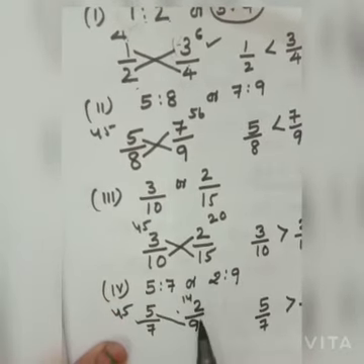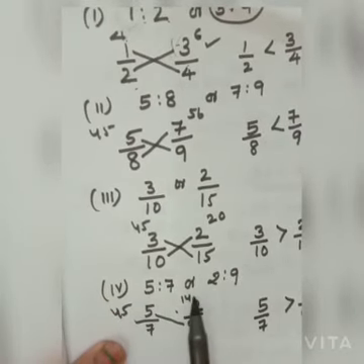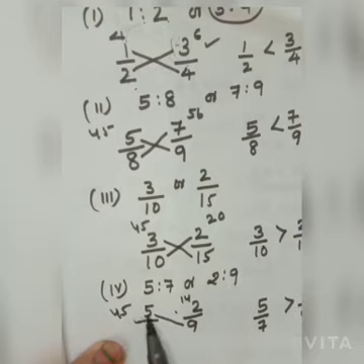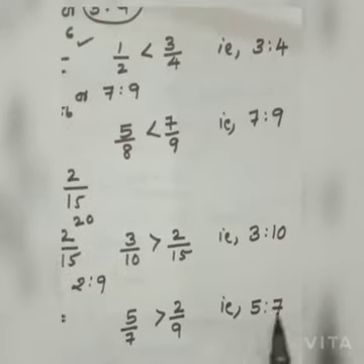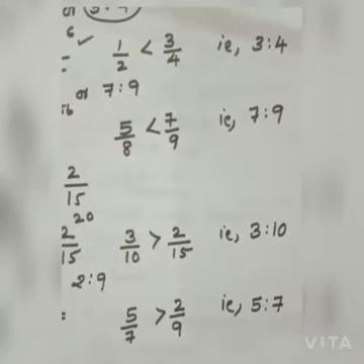5/7 and 2/9, cross multiplication. 45 and 14. 5/7 is greater. 45 is greater, so 5/7 is greater.